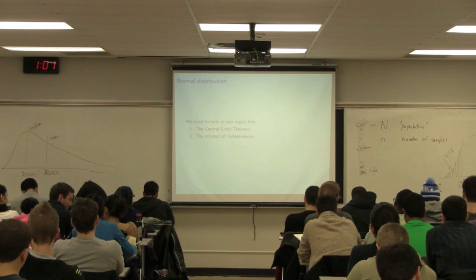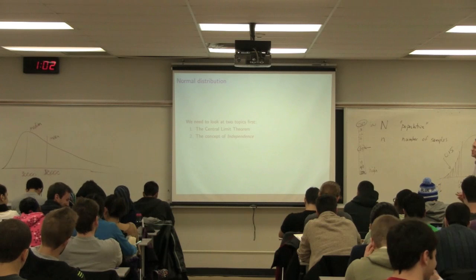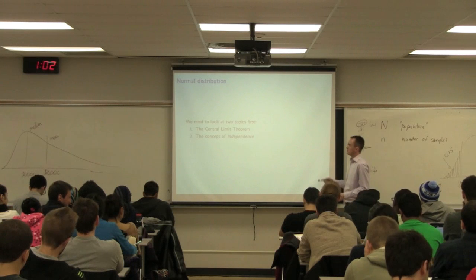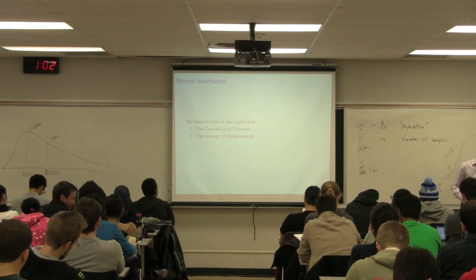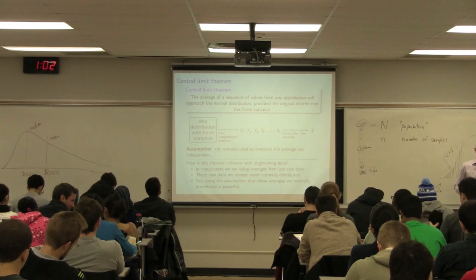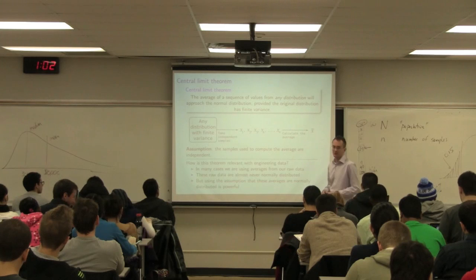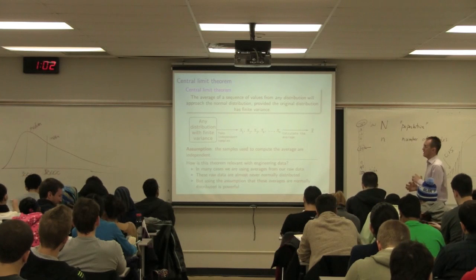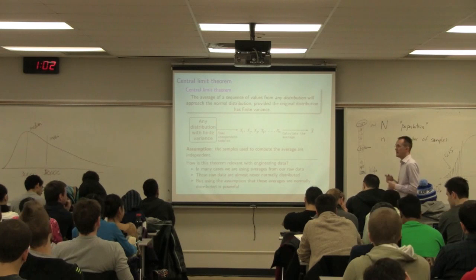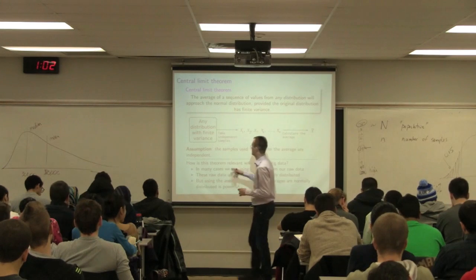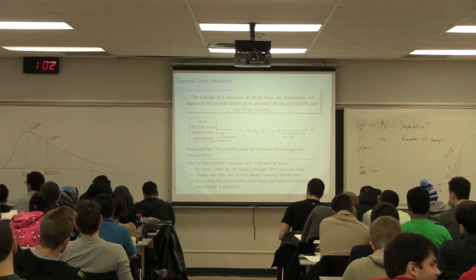But now let's move on to the more useful distributions that we're going to use frequently in this course. The first one is the normal distribution. To look at the normal distribution, we must understand the central limit theorem and the concept of independence. These are 2 fairly critical assumptions we must make. So the central limit theorem says that if I take samples from a population and that population has finite variance, then if I compute the average of those samples, that average is going to be normally distributed.